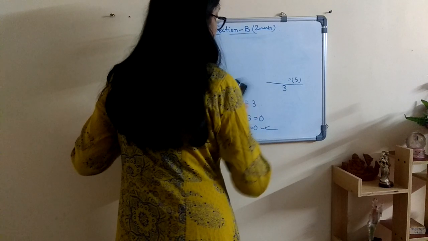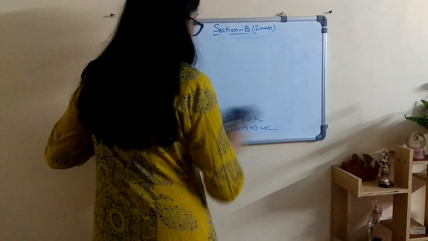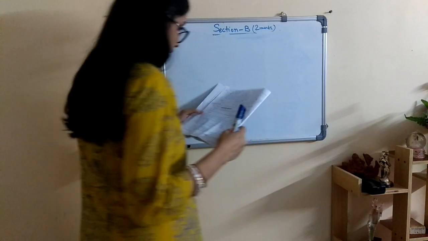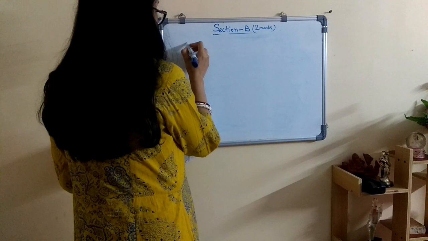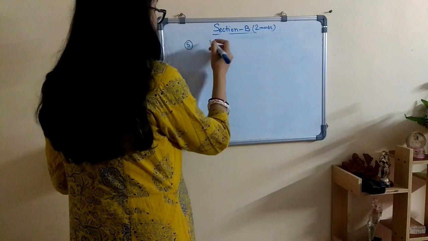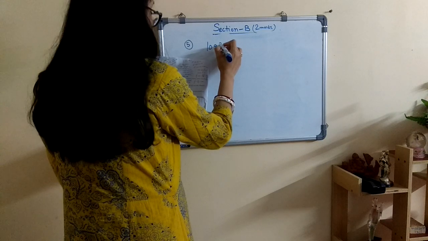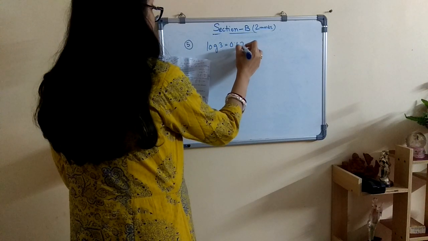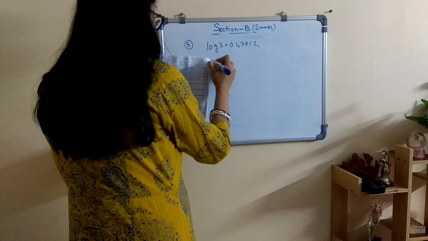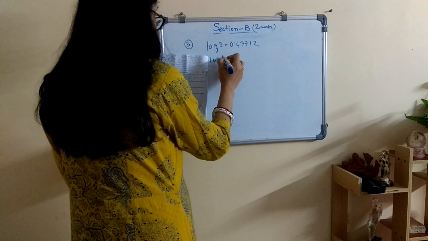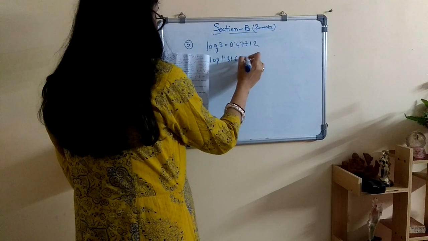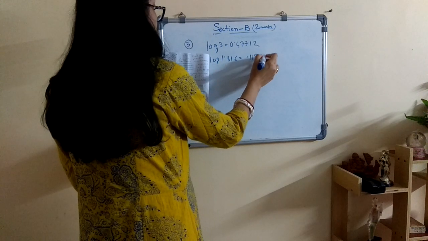Let us solve question number 5. What is given in question number 5? Question number 5 is from the chapter of logarithm. It's a very easy question because we have been provided with the value of log 3, 0.47712, and also log of 1.316 equals 0.11928.